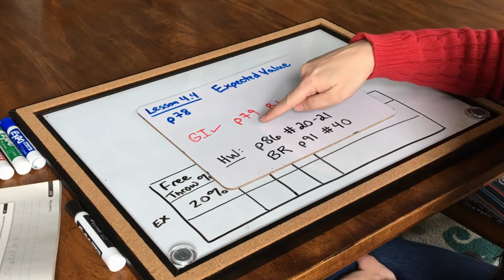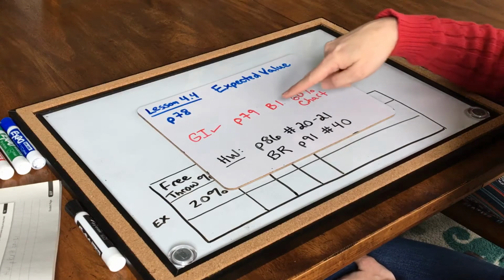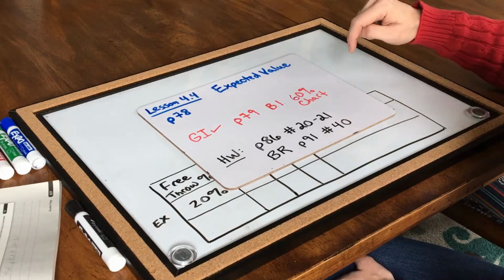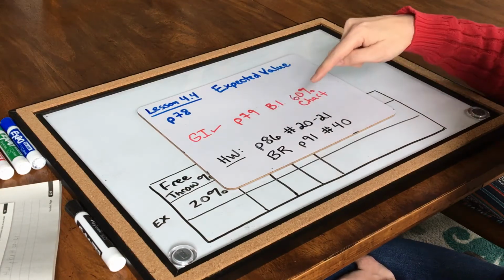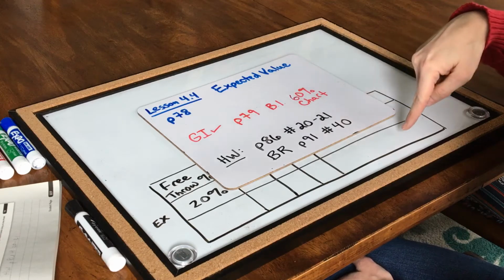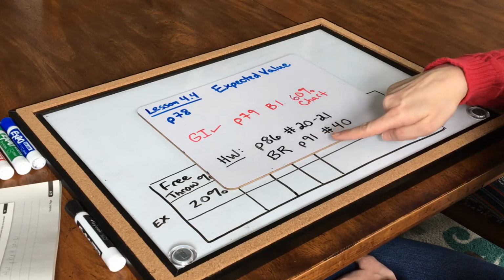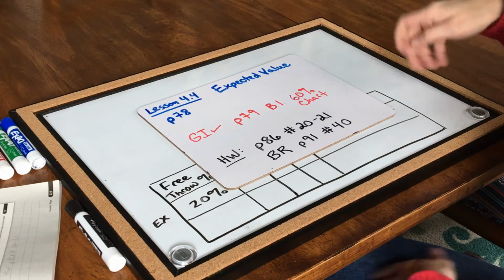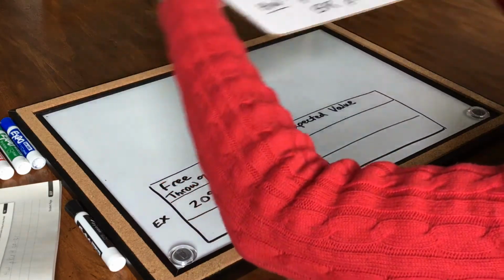Your got it check is going to be on page 79, B1, and we're going to be doing the 60% free throw chart for the got it check. Your homework today is page 86, numbers 20 and 21, and your bell ringer and 3 sentences are on page 91, number 40. Okay, let's get started.